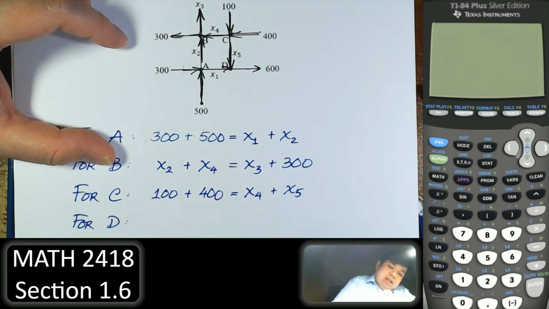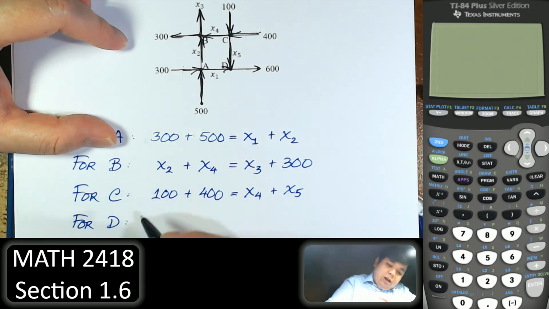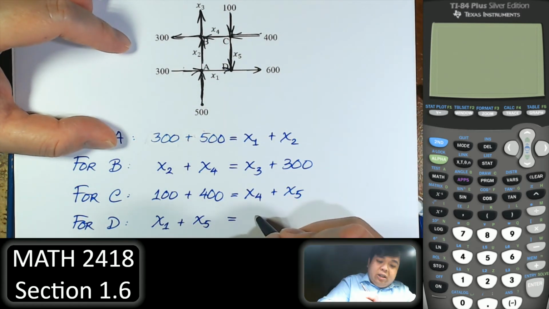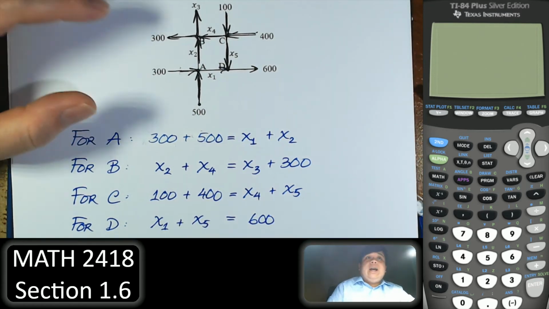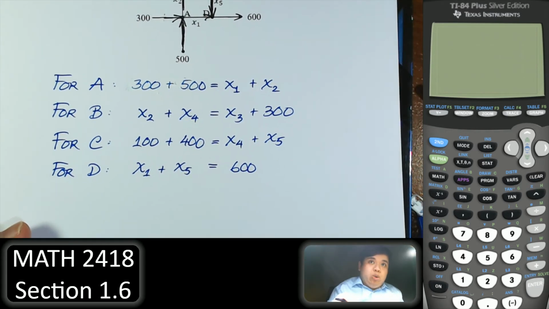For node D, incoming x5 and x1, and outgoing is 600. Once again, as you can see here, 5 variables, only 4 equations, so there will be 5 columns on the left hand side of the matrix. Only 4 equations, 4 rows, so maximum 4 pivots, so one of them has to be free. So once again, we should have infinitely many solutions.